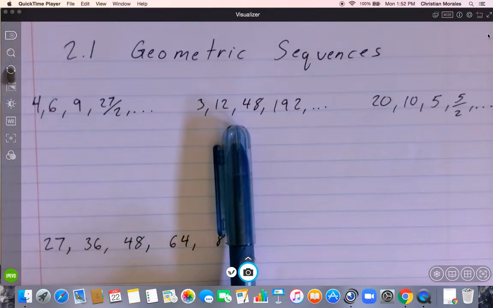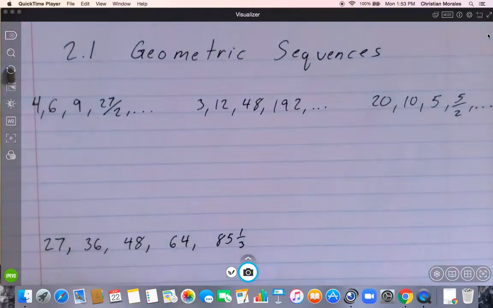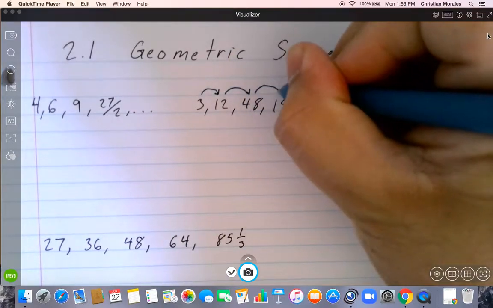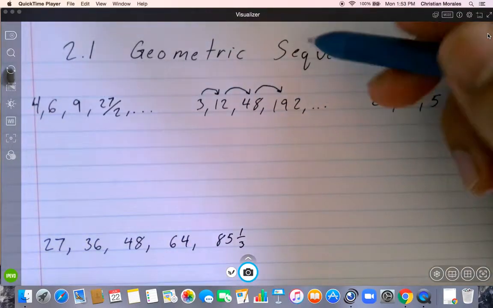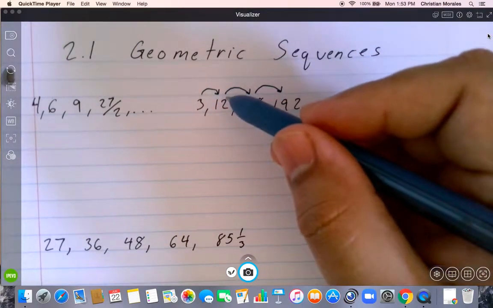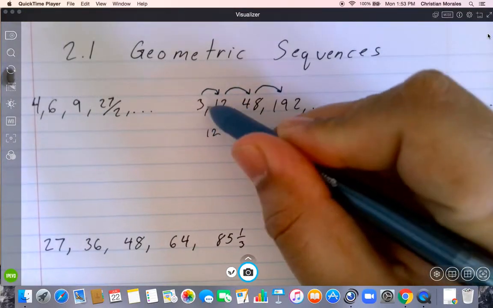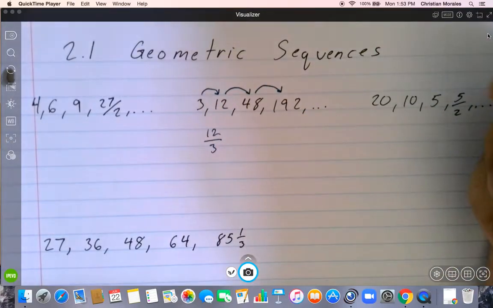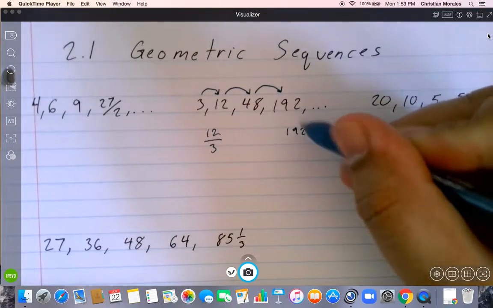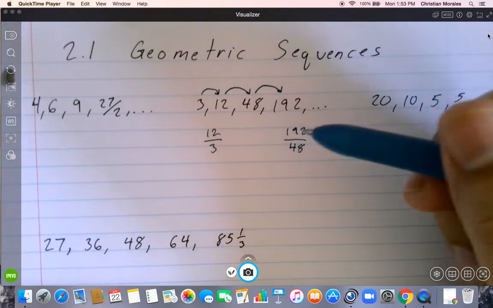I think the middle one is the most obvious to recognize the multiplier, or they call it the common ratio. Common ratio is the number that is being multiplied to get from each number to the next number, okay? So if you're having trouble finding that number, what you can do is take the second number and divide it by the first number, and that'll give you the common ratio. Or you can go to the last number and divide it by the number before that. Now, they will both give you the same answer.